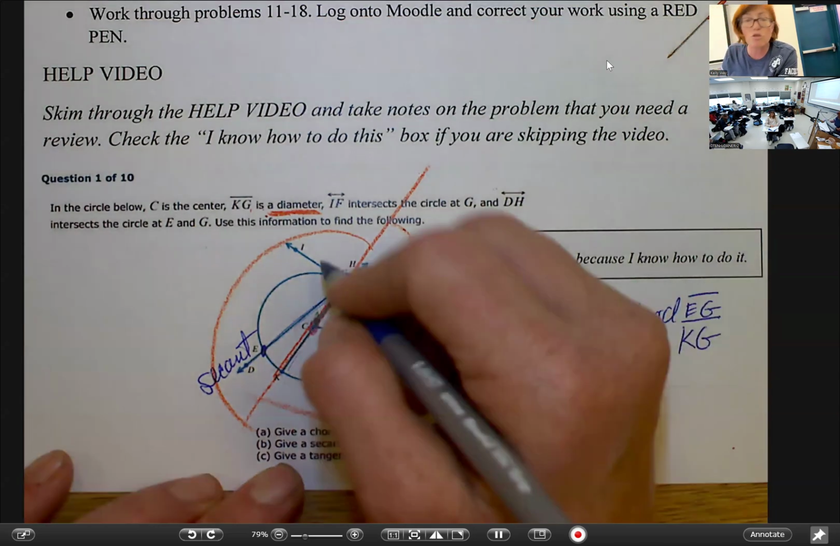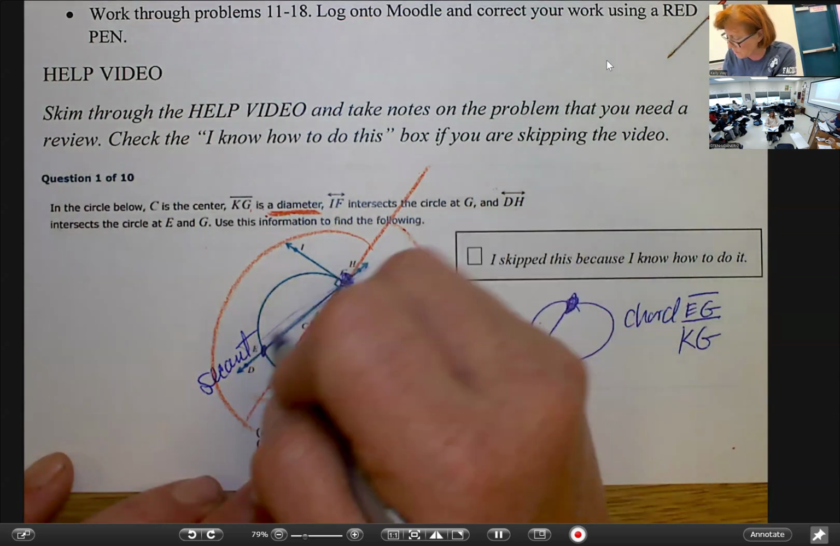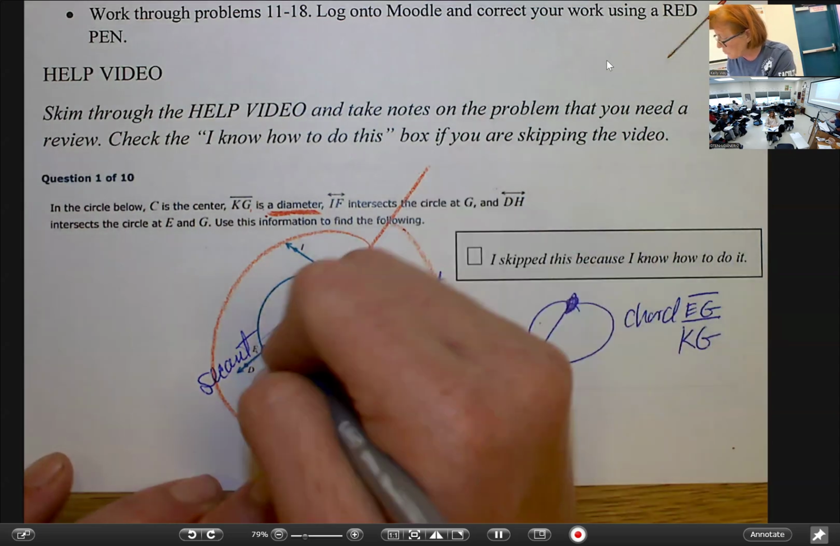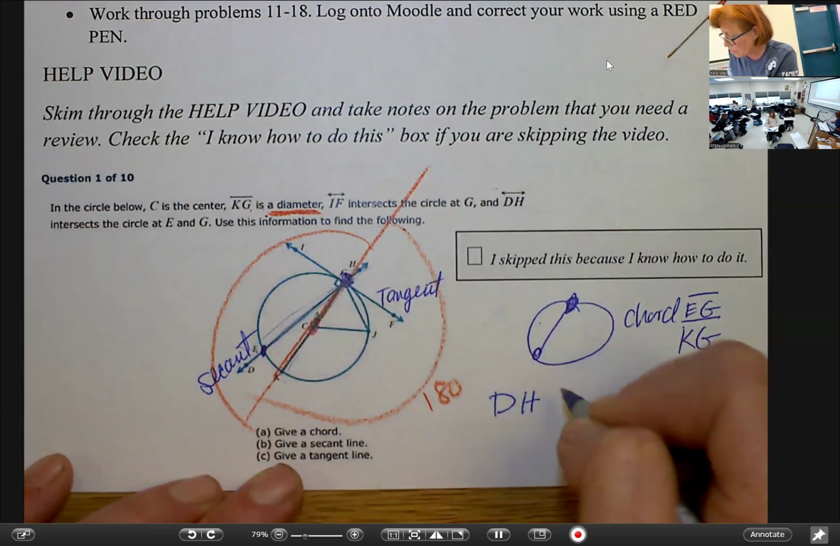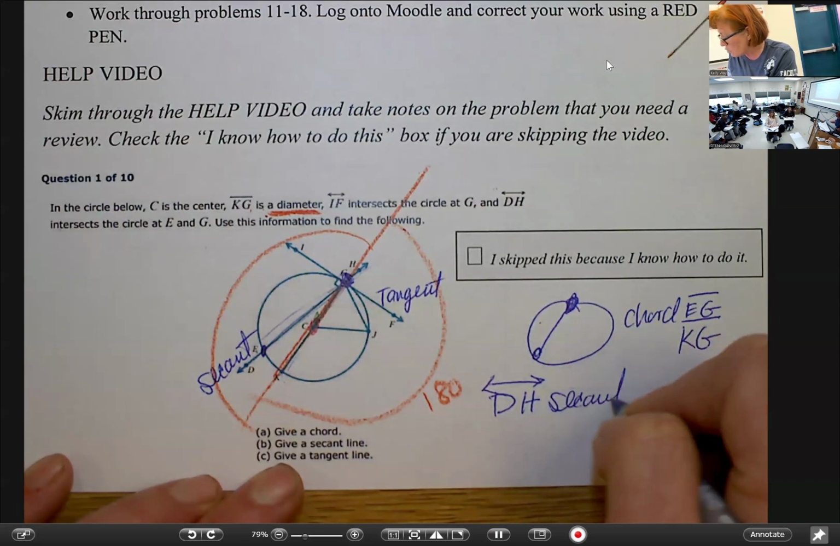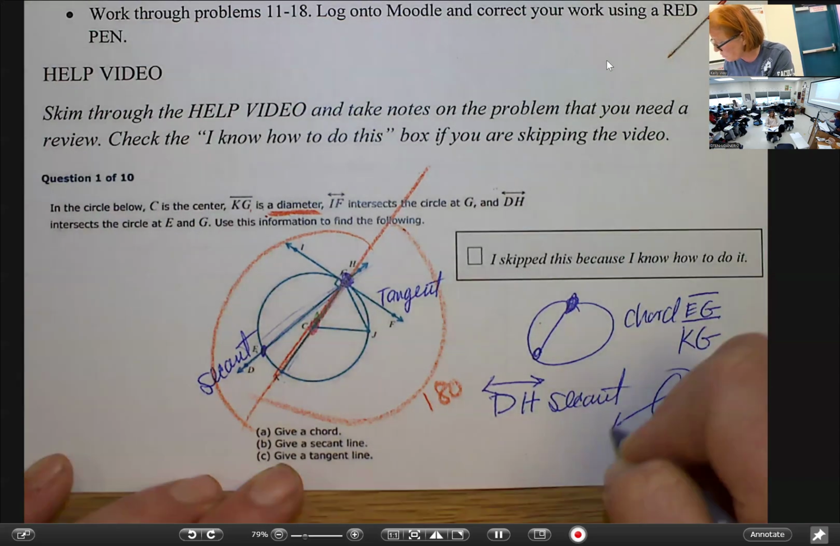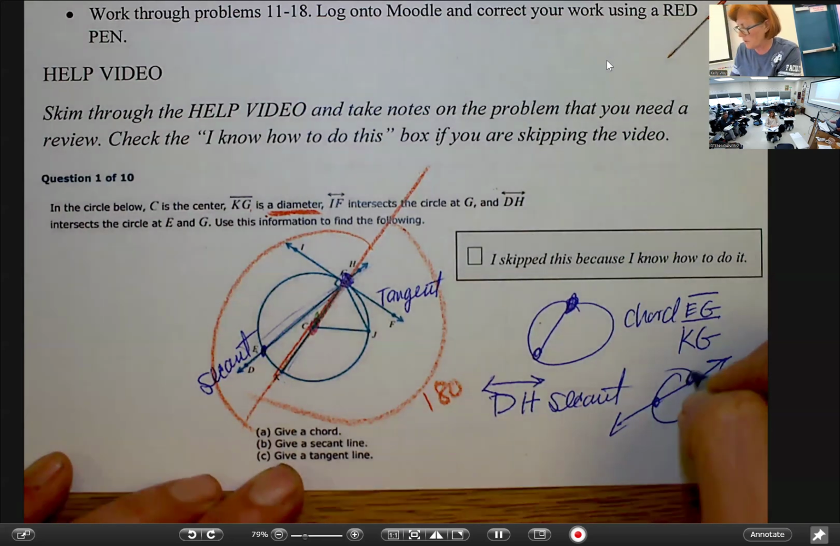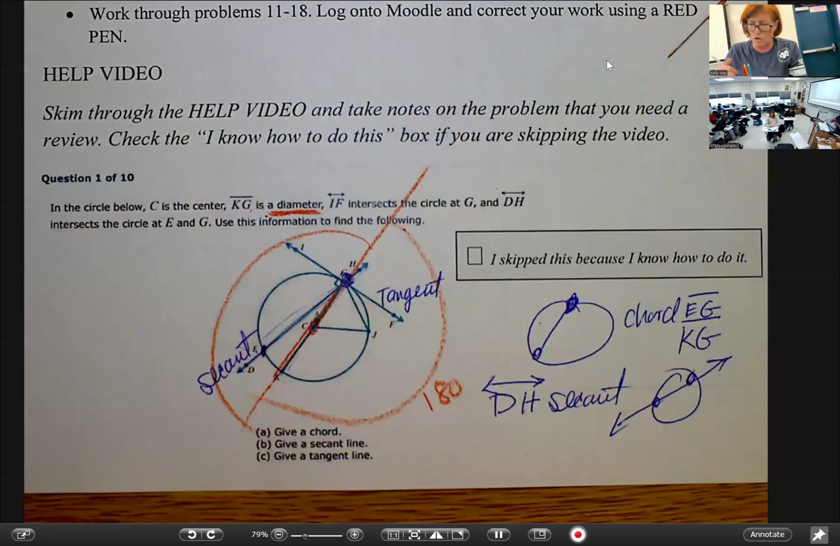Secant. A secant goes through the circle at 2 points. So that would be something like DH, the line. That is a secant. It goes through the circle at 2 points.